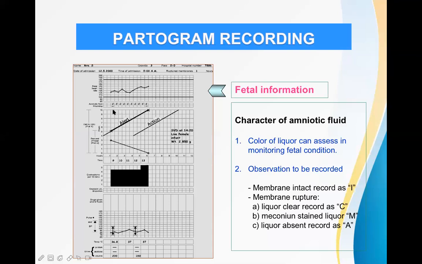Now look at this graph. It is written C, C, C, C, C, isn't it? Every time when they have examined, it is C. C means clear amniotic fluid. So this is a good thing. We are not too concerned about this.